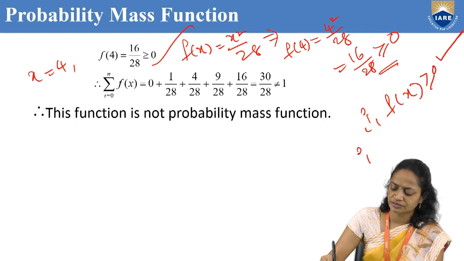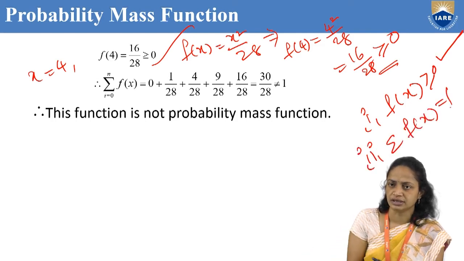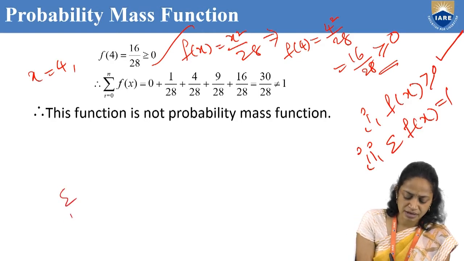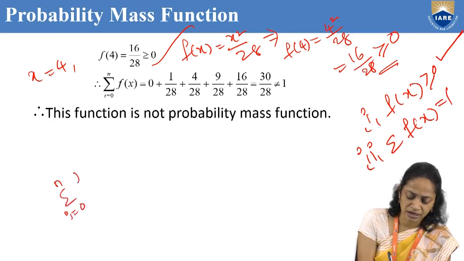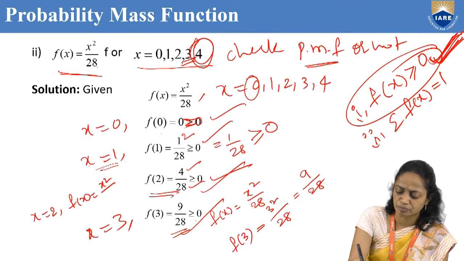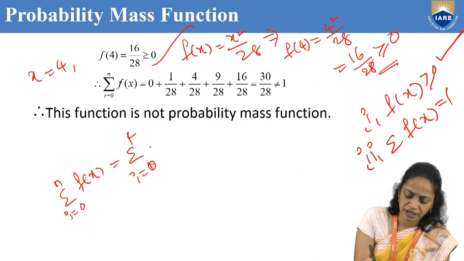So next, what is our second condition? Summation f of x equal to 1. Summation means we have to substitute. So here, summation i equal to 0 to n f of x. How many values are there? Up to 4.